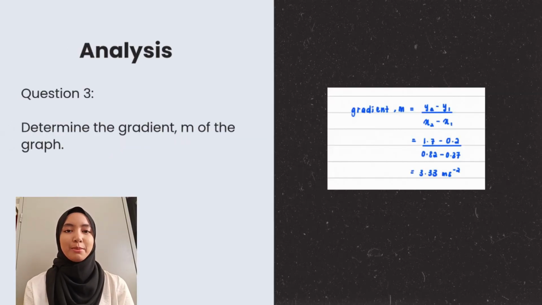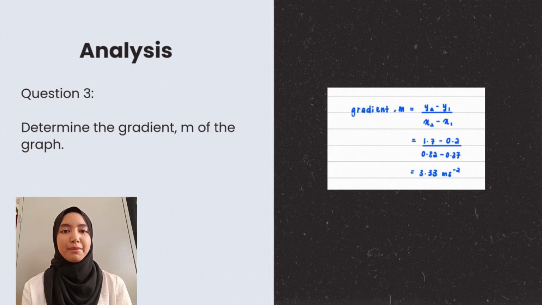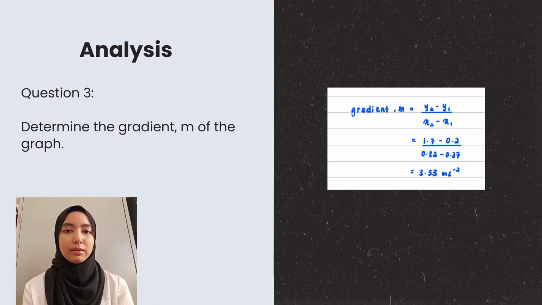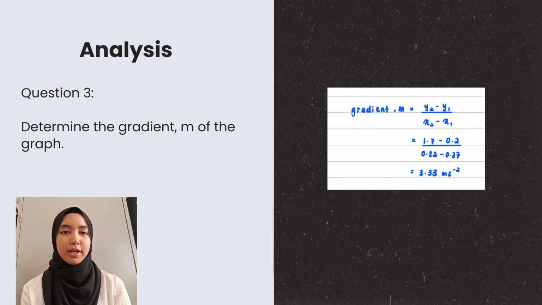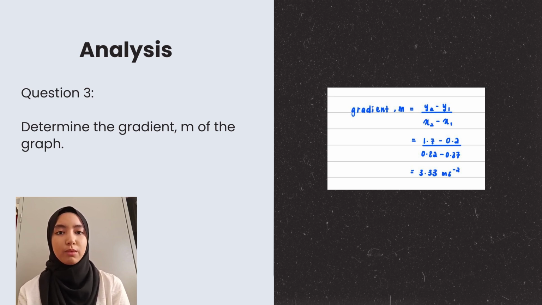Question 3 is determine the gradient of the graph. I am using the formula m equals y2 minus y1 over x2 minus x1. The first coordinate is 0.37 and 0.2, while the second coordinate is 0.82 and 1.7. Therefore, 1.7 minus 0.2 over 0.82 minus 0.37 equals 3.33 meter per second squared.